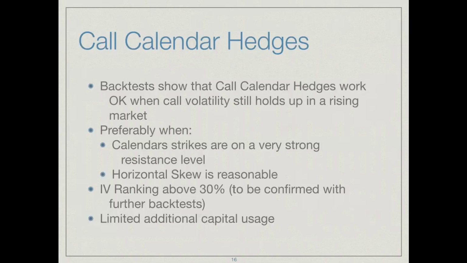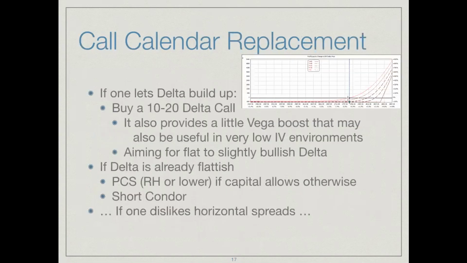The good thing about call calendars is that they use very little capital. So when you are full size and you are using already $20,000 and you just need to have an upside hedge, and the IV environment is all right, it's a very cheap upside hedge. So because they didn't work out as expected in November, what can we do instead?